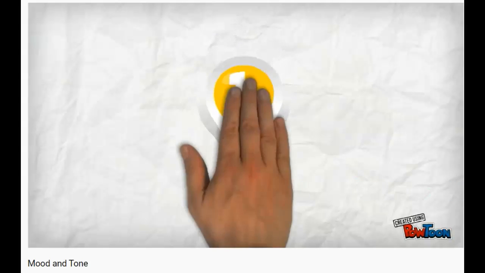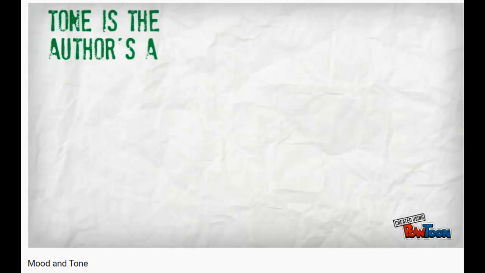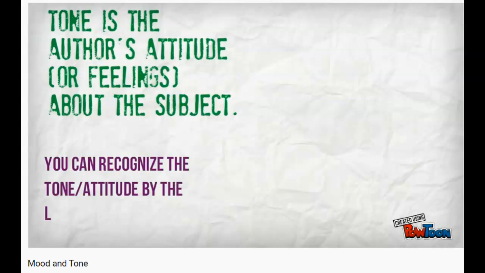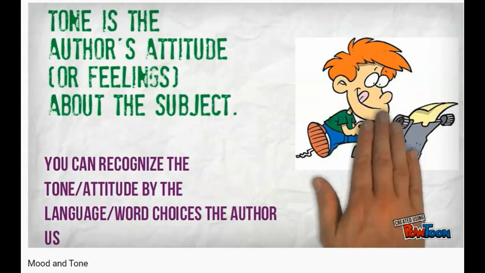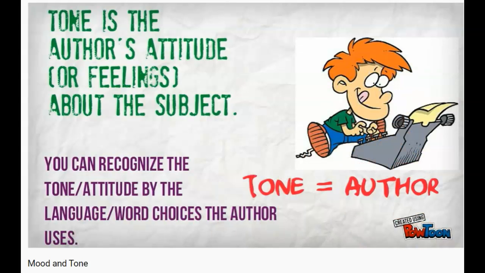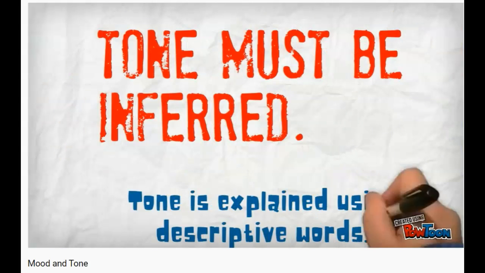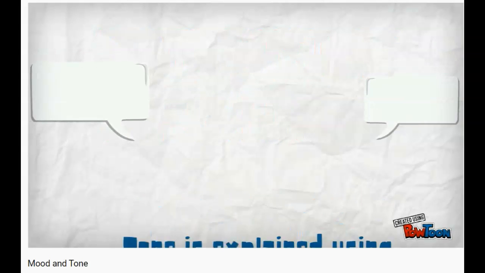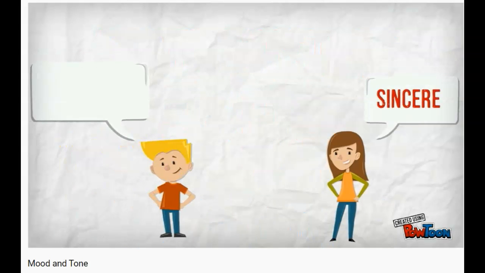So tone, let's talk about it first. Tone is the author's attitude or feelings about the subject, how the author feels. You can recognize this tone or this attitude by the language or the word choices the author uses. You can also tell by the punctuation. Tone must be inferred. Tone is explained using descriptive words. You have to figure this out.